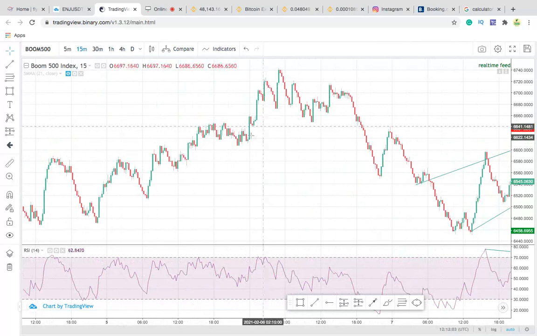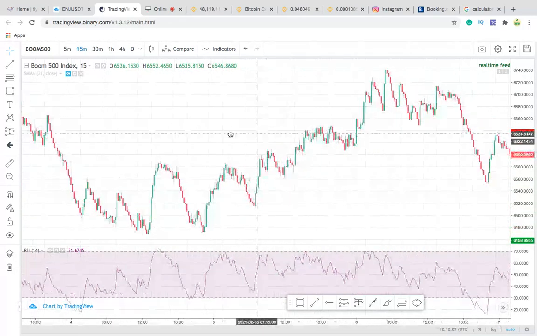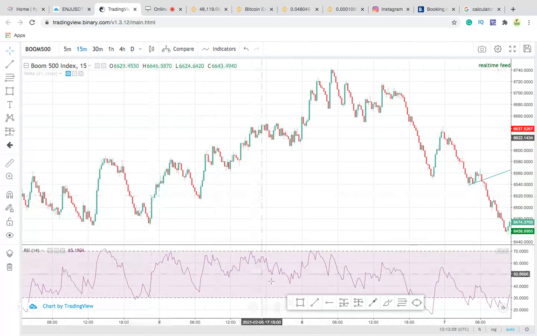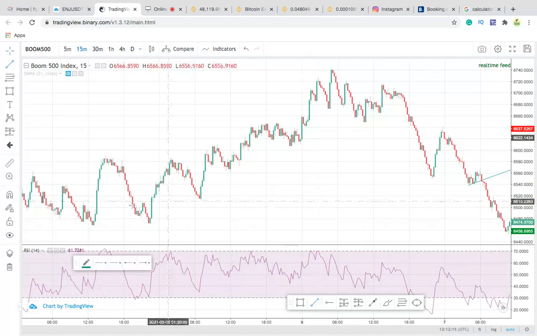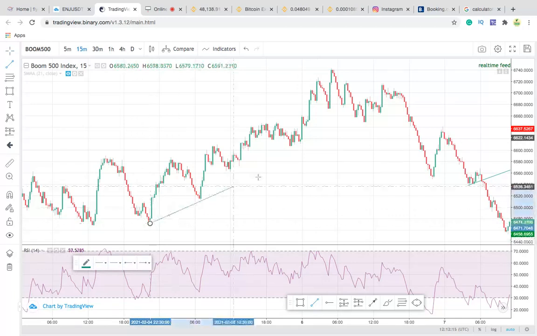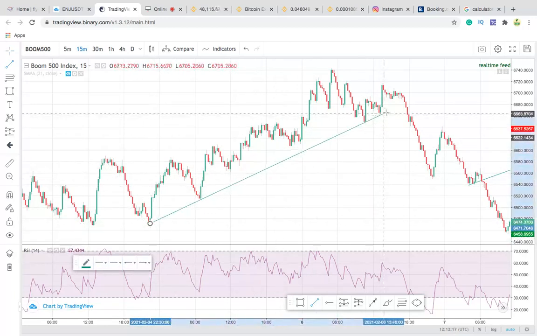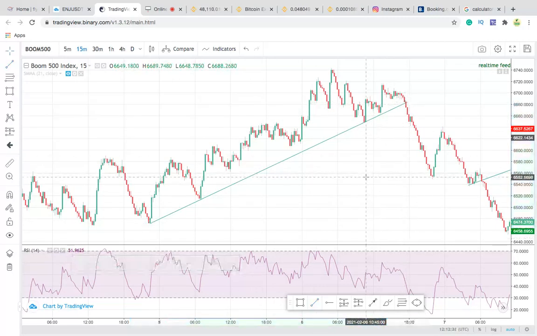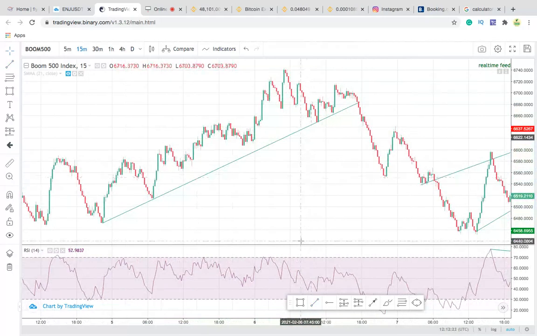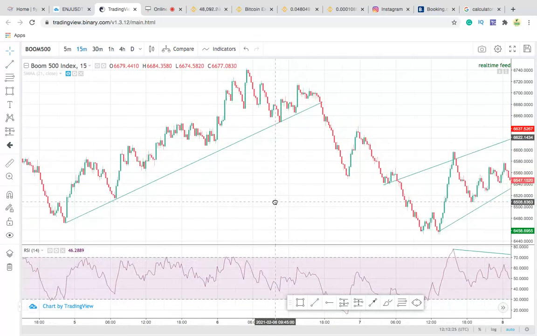Okay, so now here's another example of divergence. All right, so this is episode 2 of this divergence trading. Divergence is a very, very powerful strategy. As you can see now, the market is in a bullish run at this point. Now see what happened at this point.